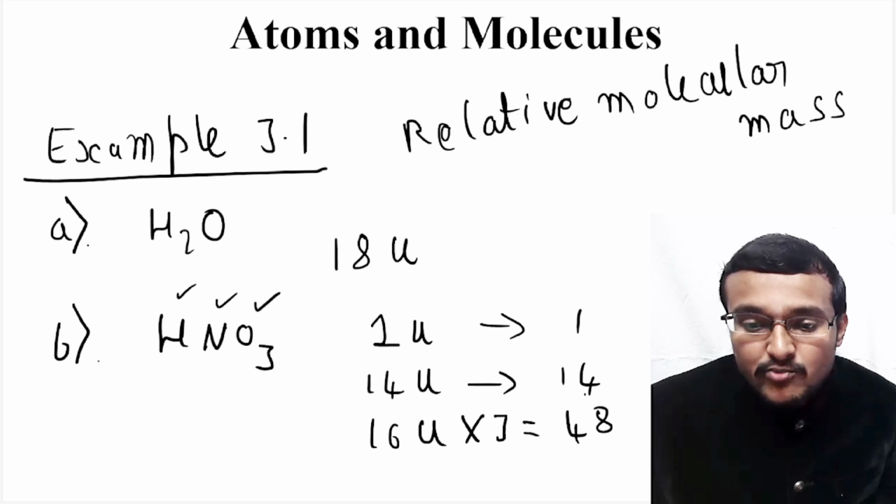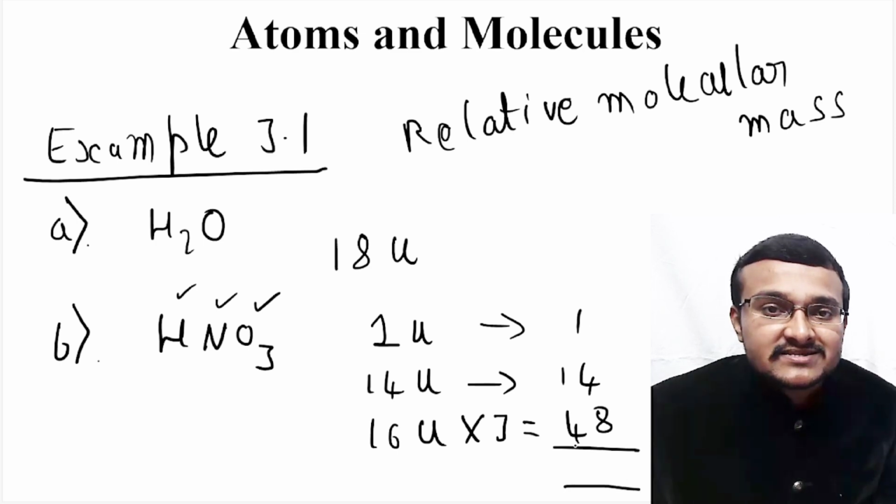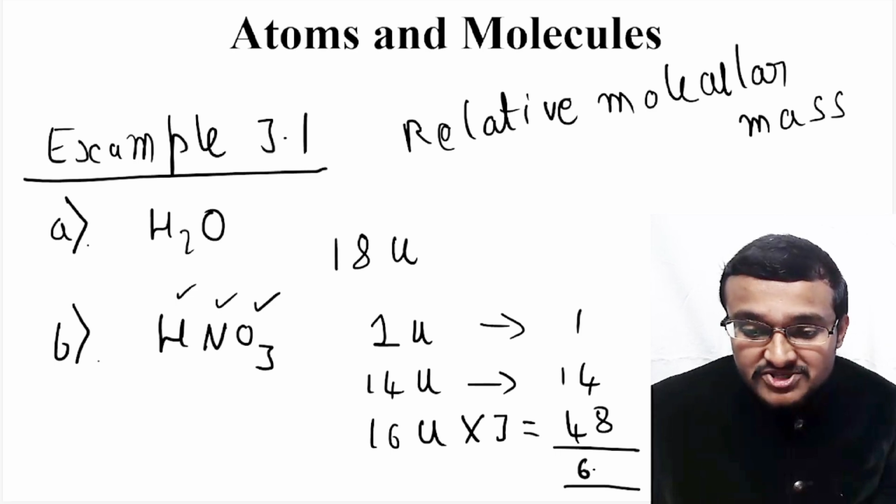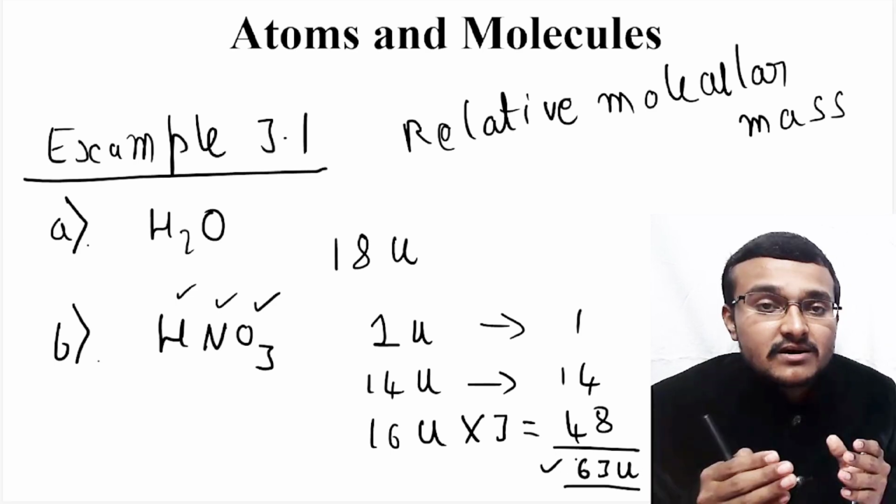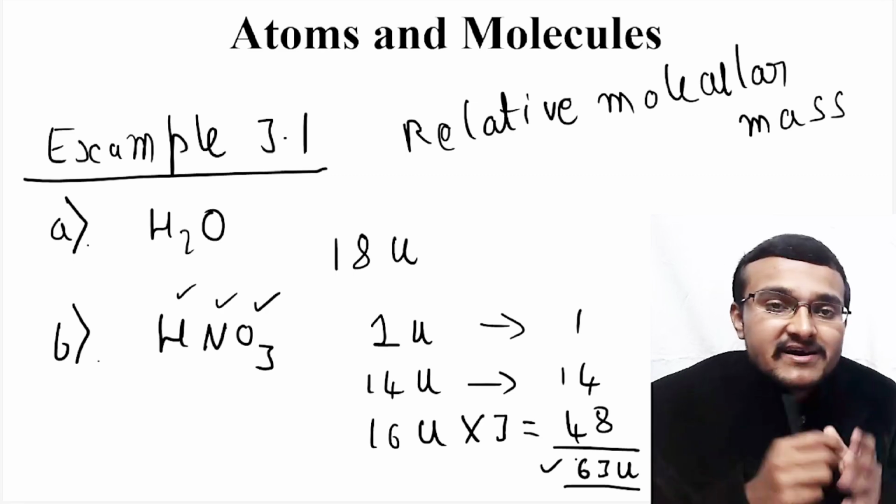Now you can sum up all these. So 1 plus 14 is 15. So 15 plus 48 is 63. So 63U. So this 63U is the relative molecular mass of HNO3.